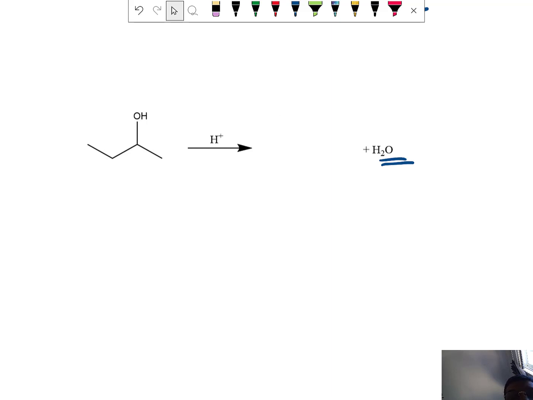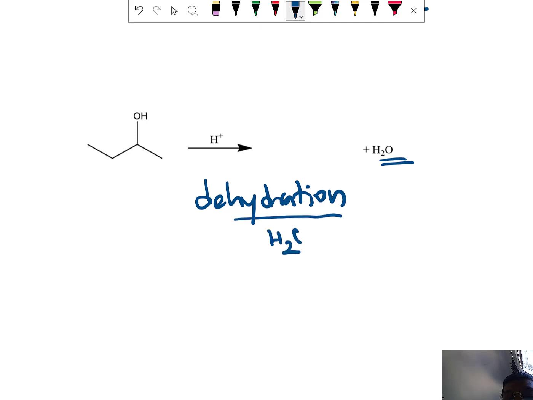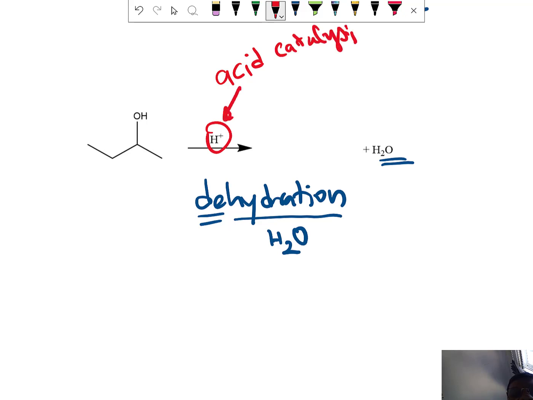So that kind of reaction is called dehydration. Know the term. We learned hydration at the beginning of this video, the last video actually. So dehydration, right? That means removing of the water. Hydration means water addition, and de means removal of water. And then this is a catalyst, right? This is acid catalysis. And that's what this one is, just like the platinum, right?